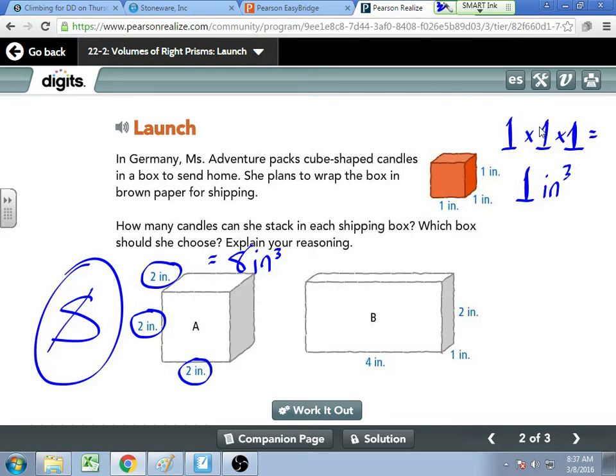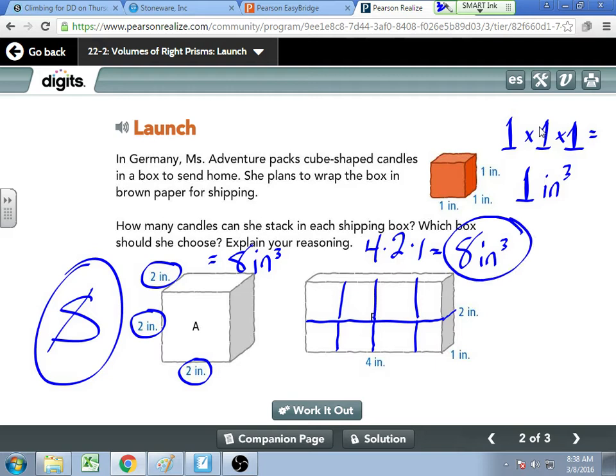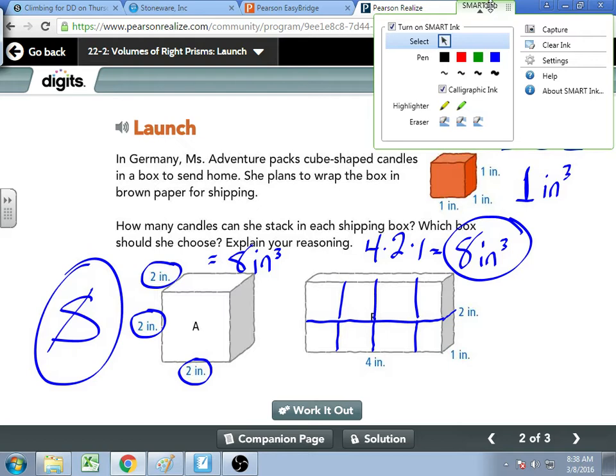As we see from the last example, we could just compare the volume, but if I draw the picture, I see that since it's 4 inches, I could actually fit 4 wide. This is only 1 inch deep, so I can actually only fit 1 deep, so I will not draw a cut over here. There's not going to be a cut. But I see I can do the same thing on the top layer, so I can fit another 4. Now let's see if my math works out for that. I have 4 times 2 times 1, which is going to give me 8 inches cubed. So what I see is actually both of these boxes would allow her to fit the same amount of candles in them.